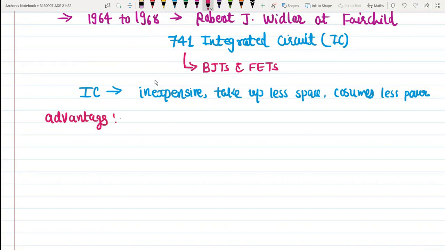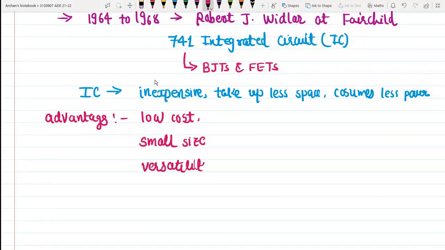Talking about the advantages, first and foremost is its low cost, then very small size. Then they are versatile. So versatility and flexibility are some of the advantages, and dependability also.